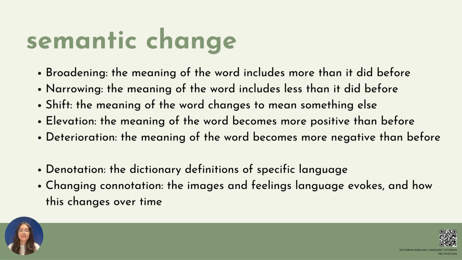A denotative meaning, or denotation, is the dictionary definition of specific language or specific words. Changing connotations has to do with the images and feelings language evokes and how this changes over time. Some words have specific connotations, or images and feelings that are evoked, that change. So something that used to be unacceptable is now acceptable, or something that used to be acceptable is now completely unacceptable.